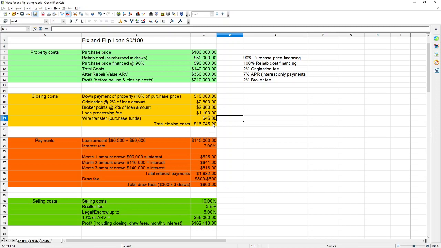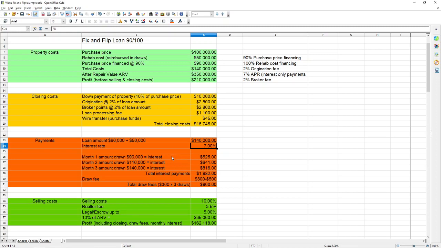Anyway, in our example here, the borrower is going to pay its total of $16,745 at closing. This is the amount that the check would be to the title or escrow company. And at this point, they take possession of the property and they begin the rehab work. So again, our interest rate is 7%. So the borrower is going to be making interest-only payments on funds advanced or paid out by the lender.